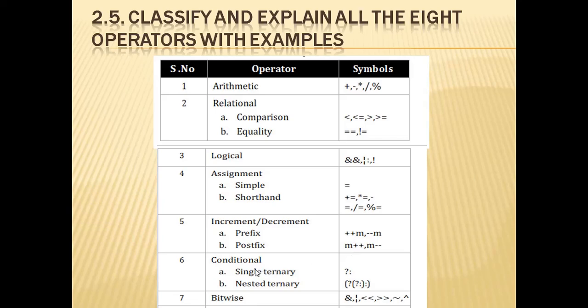And the next type is conditional operators. Conditional operators are of two types: single ternary and nested ternary. In single ternary, this is the example: question mark, colon. This is the symbol for the ternary operator. And the nested ternary operator is nothing but open bracket, question mark, open bracket, question mark, colon, close bracket, colon, close bracket.